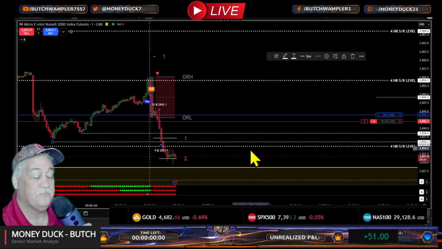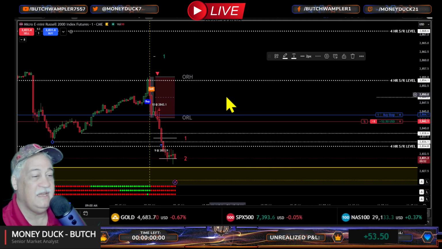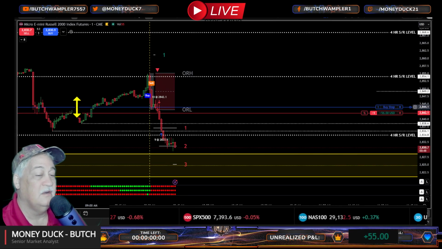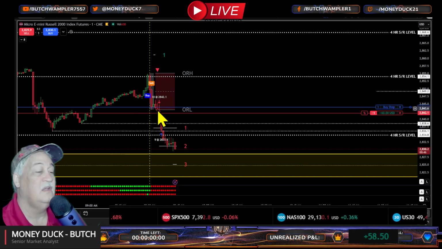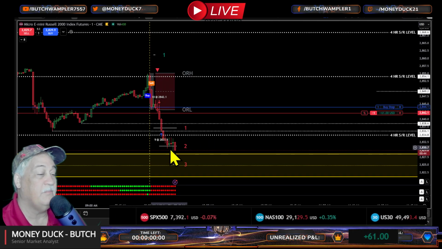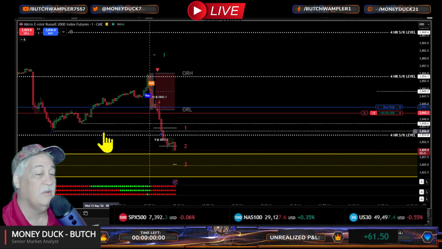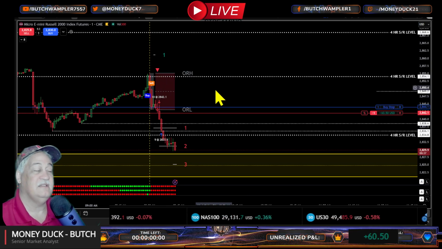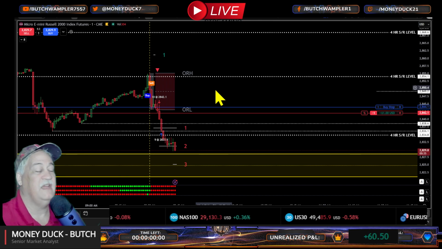There's no guarantee in trading. There's no guarantee that those levels will hold up. They held up as support here and held up as support here. There's no guarantee that if the instrument pulls back up, it's going to hold up as resistance. But we're trying to put the odds in our favor. We're stacking the odds in our favor.